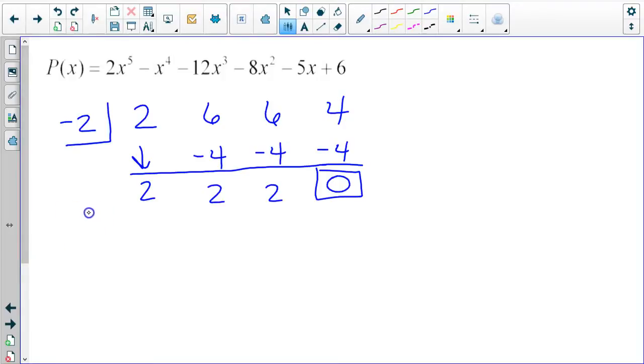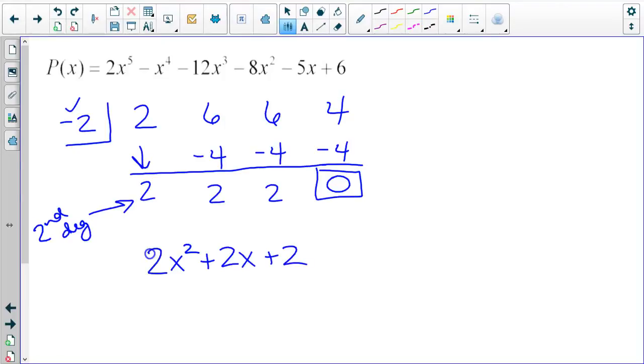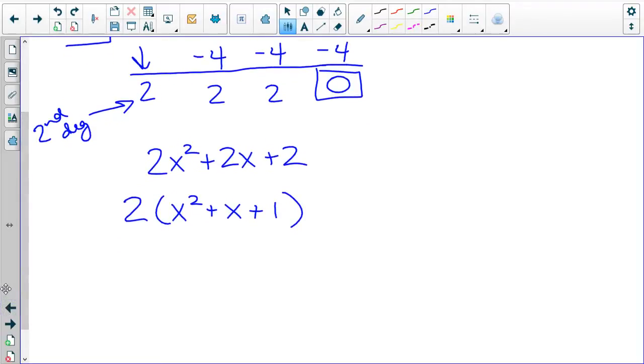Yay, though, because look, what did we just find? 2nd degree. So this is a 0, and I got it down to 2x squared plus 2x plus 2. Is that factorable? 2, 2, 2. Always look to see if you can factor out a GCF. So this is x squared plus x plus 1. What times what would multiply to give me 1, but add to give me 1?